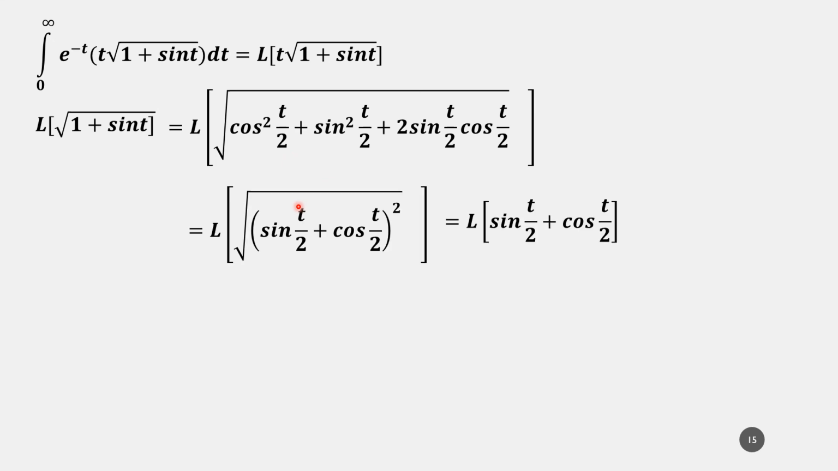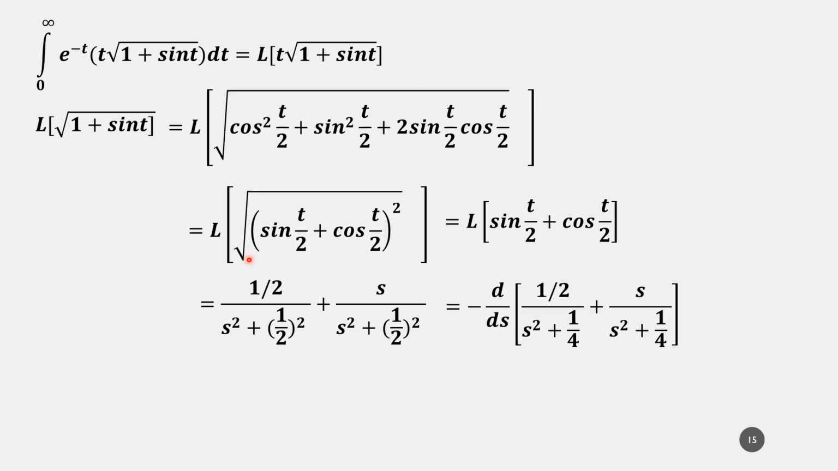Square and square root will go. We will get L of sine t by 2 plus cos t by 2. Now we have a plus sign, so we can take L inside the function. L of sine t by 2 is half upon s square plus 1 by 2 the whole square, and L of cos t by 2 is s upon s square plus 1 by 2 the whole square. You can take the LCM and simplify.